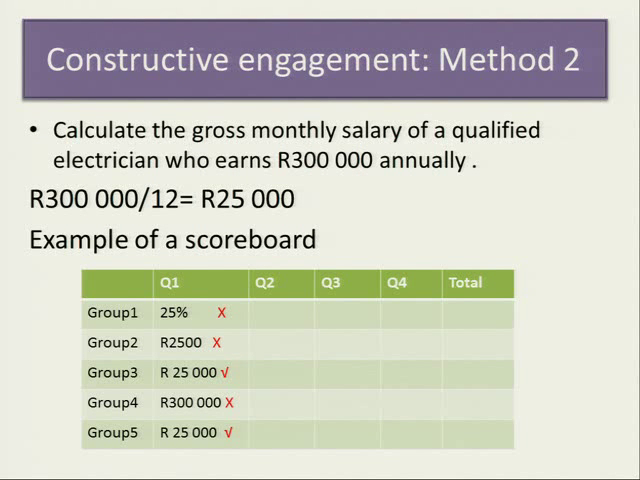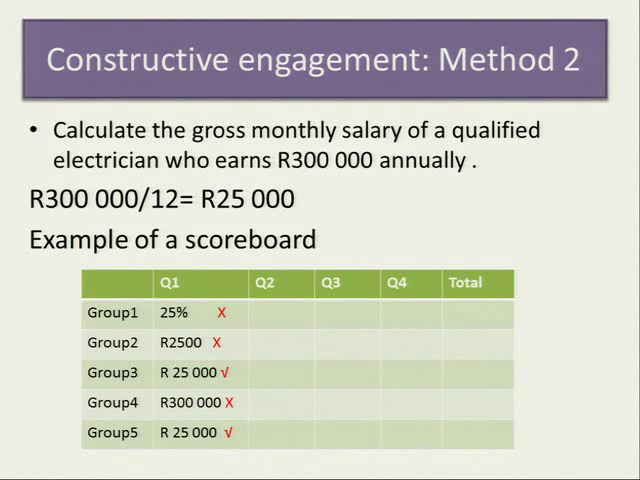Group 1. This is just an example to illustrate to you how the scoreboard works. Group 1 had the answer wrong because they expressed the answer as a percentage, 25%, instead of in rands. The unit was wrong as well as the answer in general. Group 2 also had the answer wrong. Their answer was 2,500. They made some calculation mistakes with regard to decimals. Group 3 had the answer correct, 25,000.